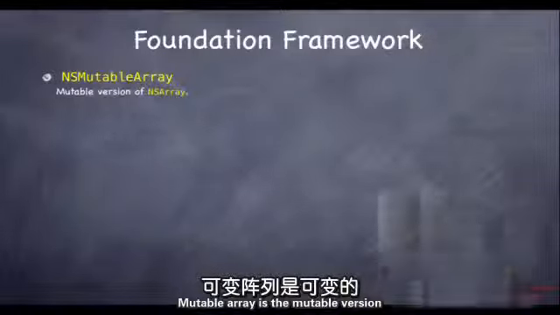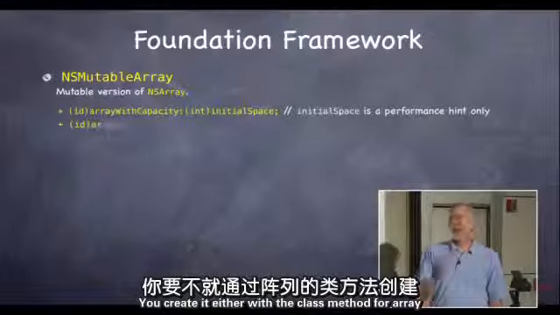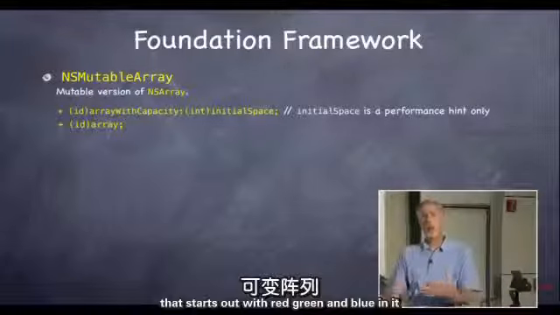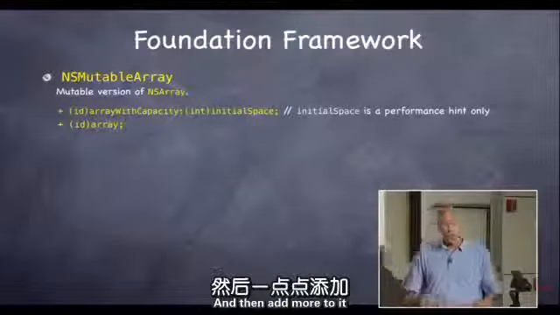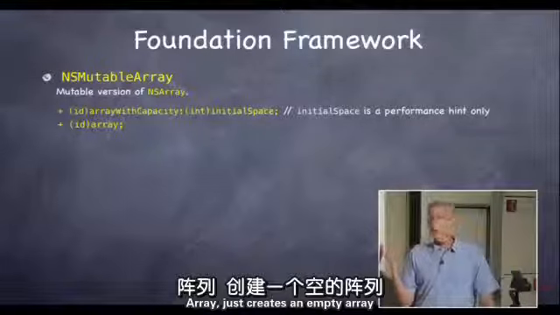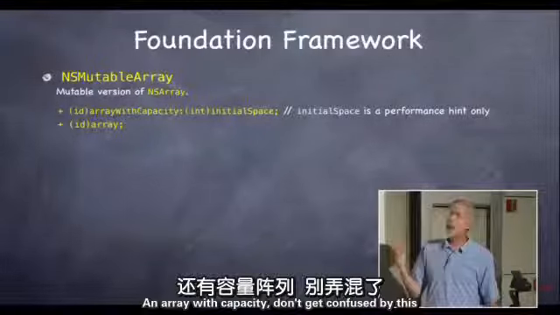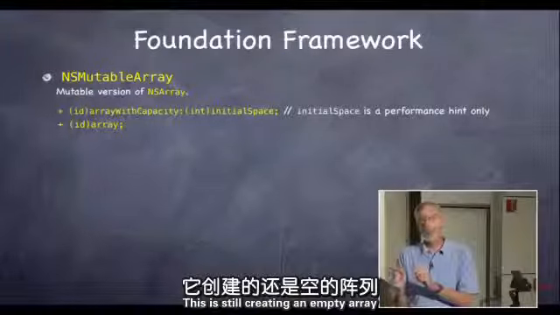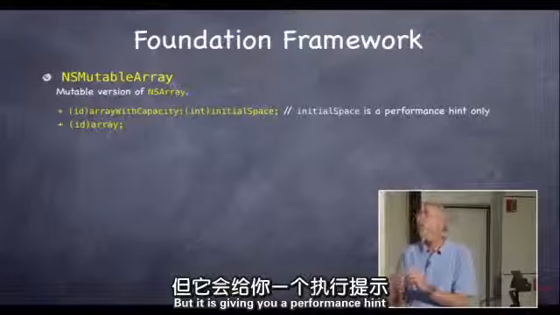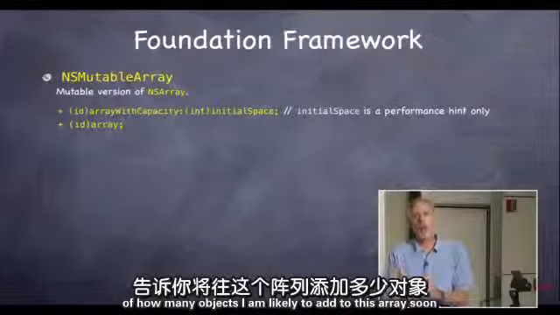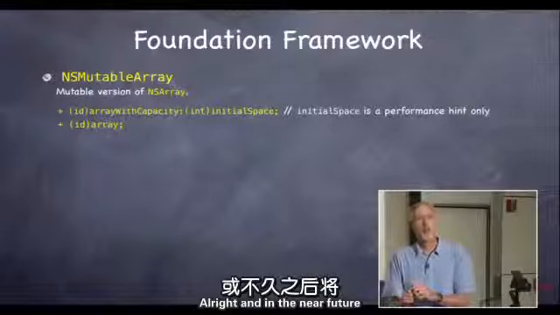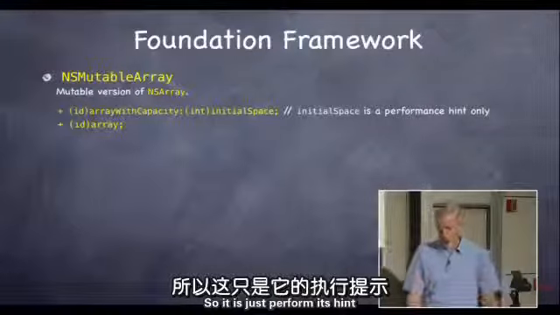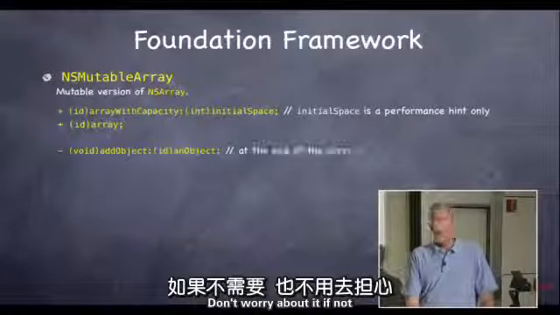Okay, NSMutableArray is the mutable version. You create it either with the class methods for array, like you could create a mutable array that starts out with red, green, and blue in it, and then add more to it. Or you can use one of these two. Array just creates an empty array. Array with capacity, don't get confused by this. This is just a performance hint. This is still creating an empty array, but it's giving you a performance hint of how many objects I'm likely to add to this array soon, in the near future, or in its lifetime. So it's just a performance hint. Use it if you want. Don't worry about it if not.